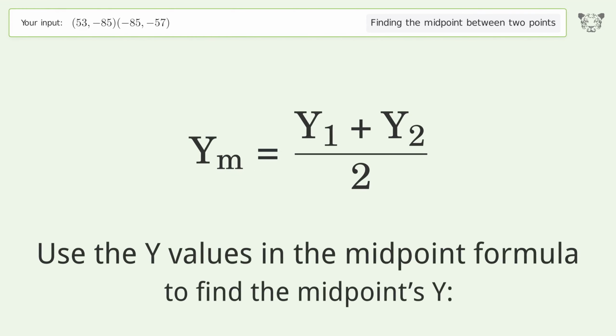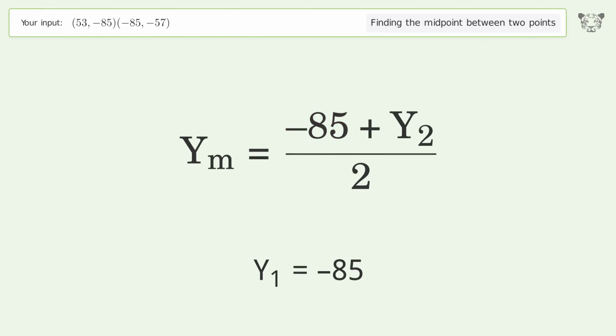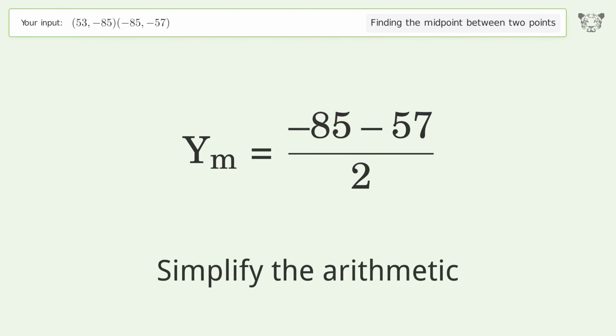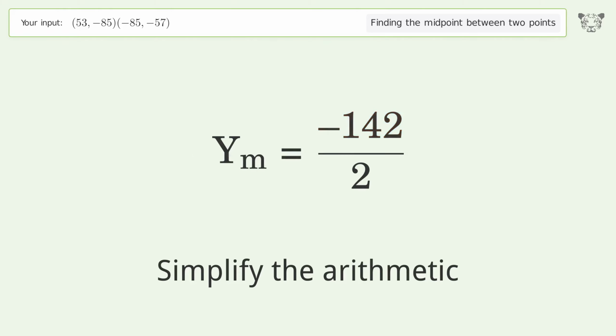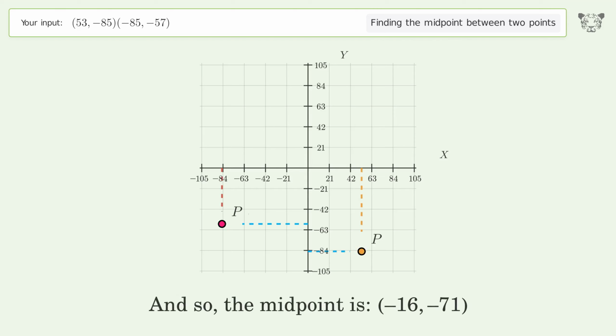Use the y values in the midpoint formula to find the midpoint's y. y1 equals -85. y2 equals -57. Simplify the arithmetic. And so, the midpoint is -16, -71.